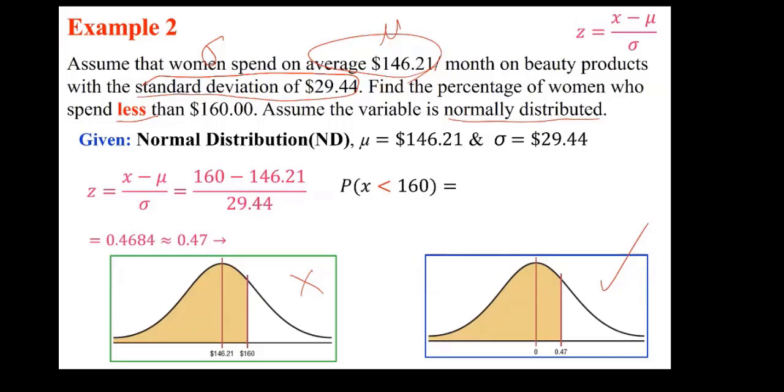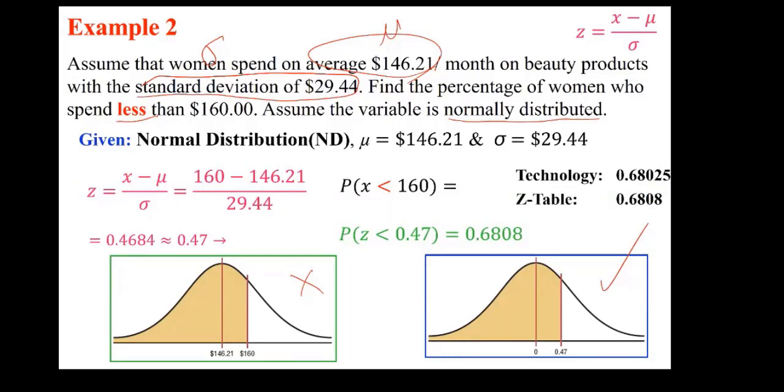But if I'm graphing to help me read from the table, I would graph the Z score from negative infinity to 0.47. So that means I'm looking for probability of Z less than 0.47, and we can find the answer either from technology or the table, and it is absolutely fine how you arrive at it. All right, we're going to go to the next one.